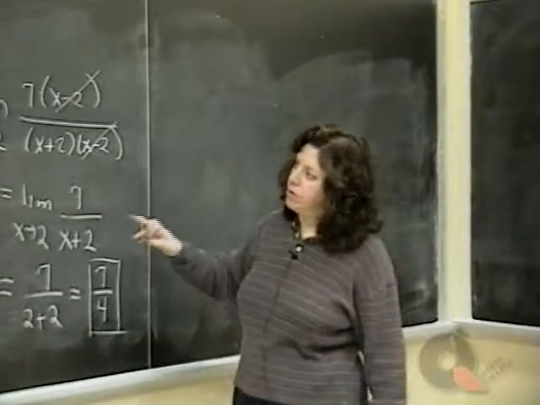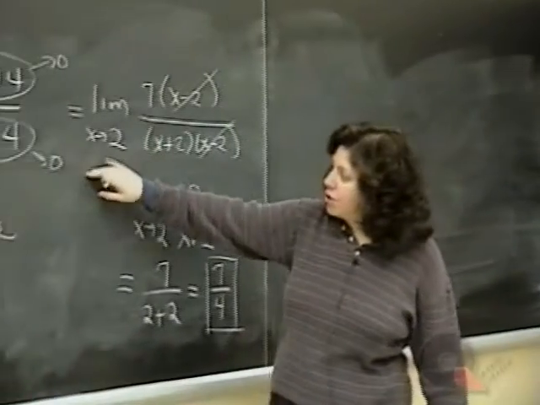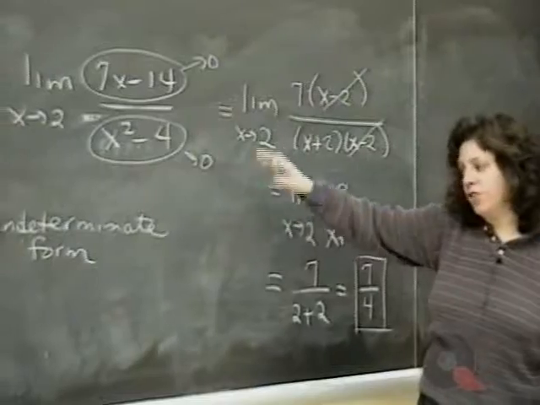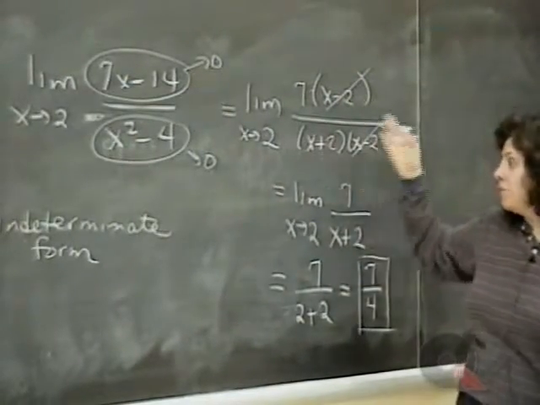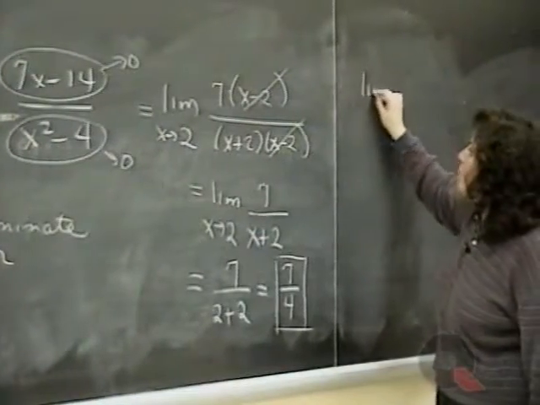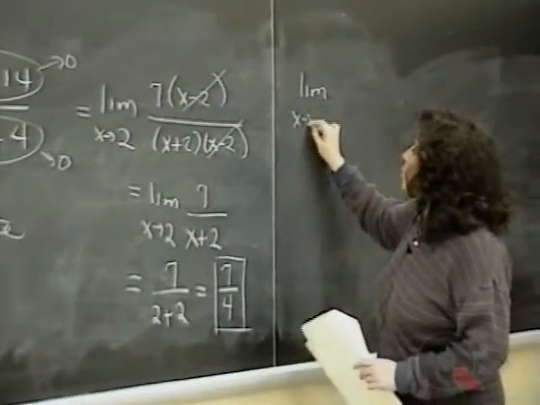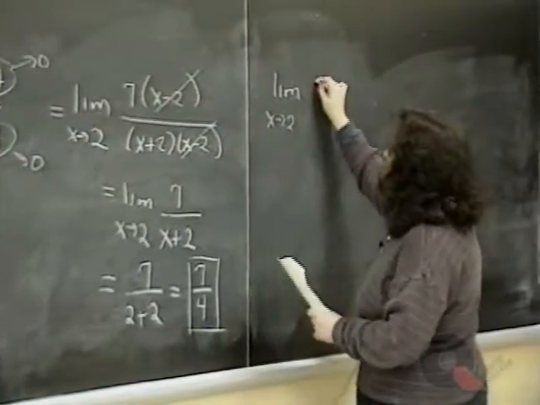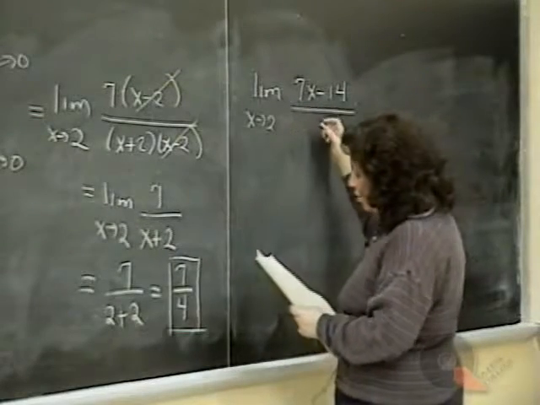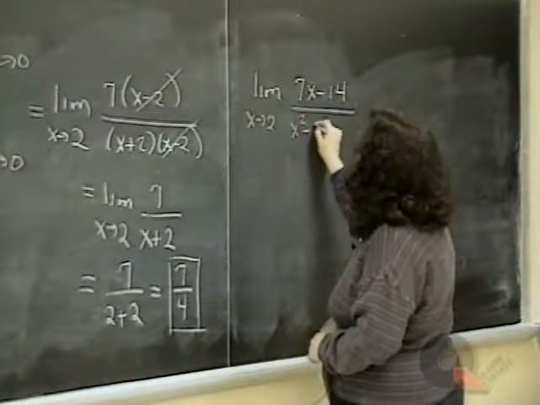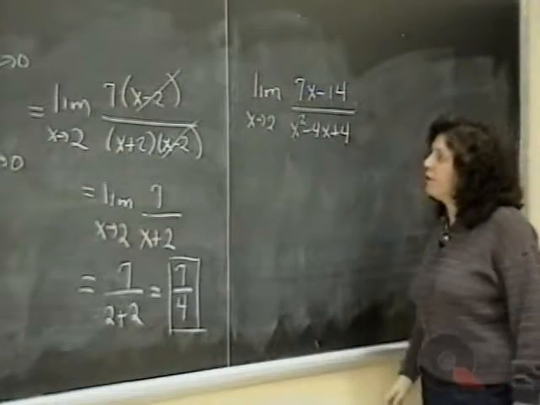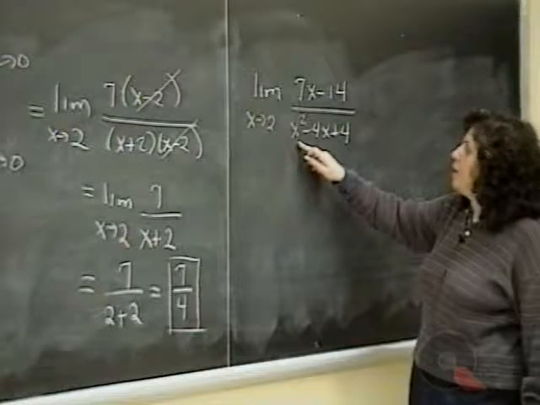Okay, so in this problem, the bottom was going to 0, but so was the top. We said this is called an indeterminate form, 0 over 0 indeterminate form. Anything can happen. In this particular example, the limit turned out to be 7/4. Let's look at a very similar problem. Limit as x approaches 2 of 7x minus 14 over, instead of x squared minus 4, over x squared minus 4x plus 4. Once again, we can't find our limit by substitution because the bottom is going to 0.